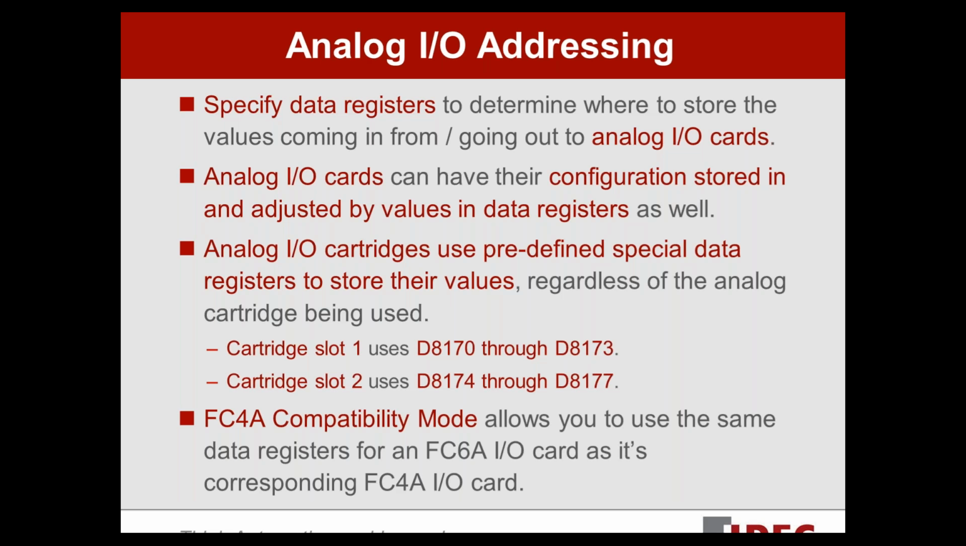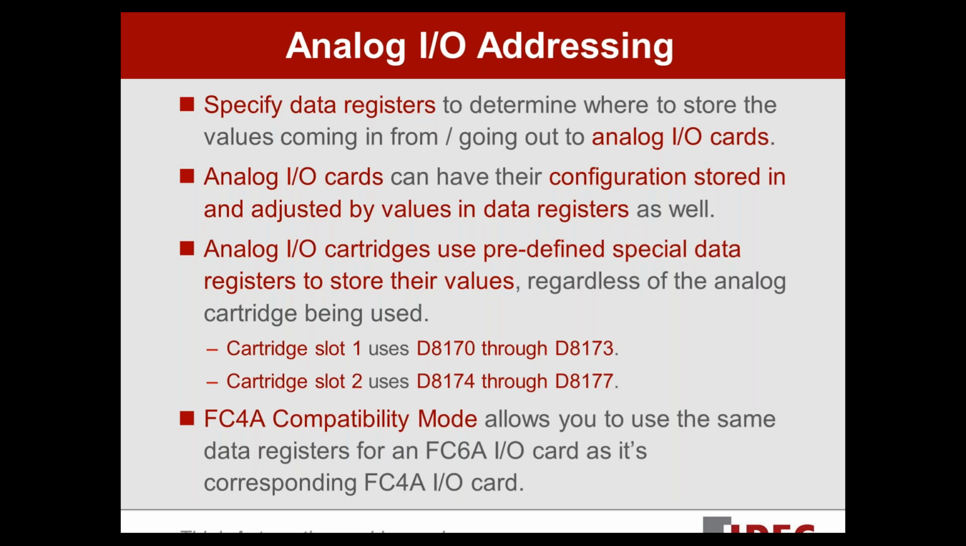And the way that we've done this for the analog I/O cartridges is if you're using an analog I/O cartridge in slot 1, the data and information for that card will be stored in special data registers D8170 through D8173. If you're using an analog cartridge in slot 2, that data will go into special data registers 8174 through 8177.